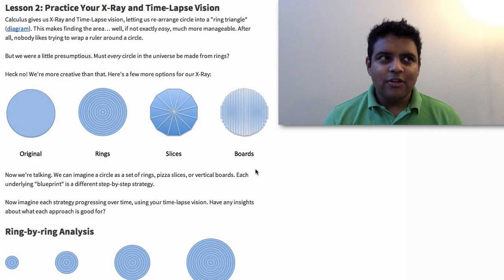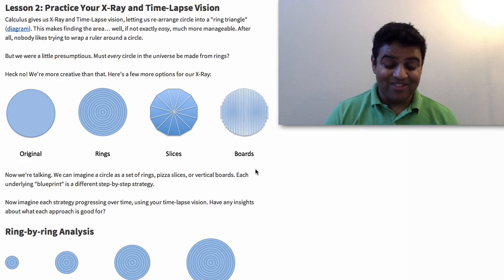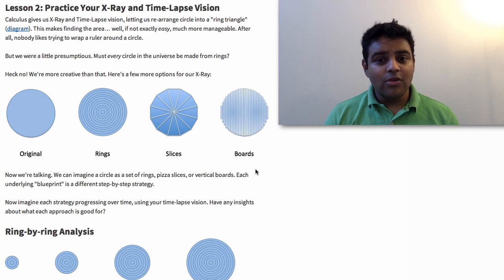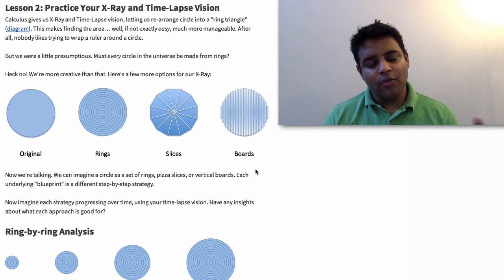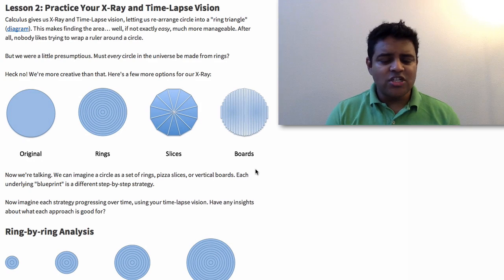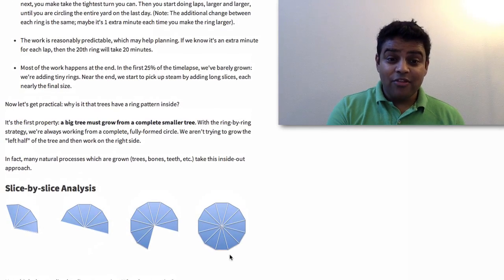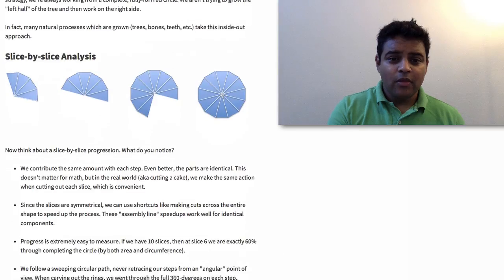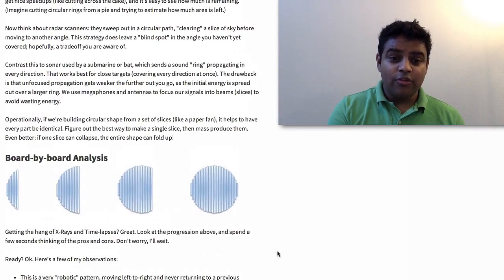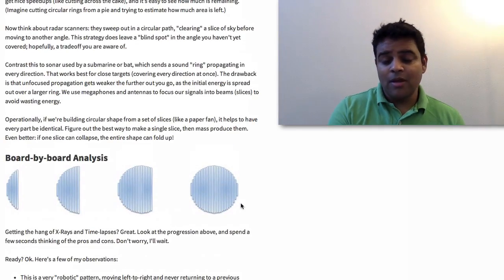Well, to think about these kind of problems, it helps to take it step by step. But just imagine the ring growing over time. So you're time lapsing that ring out and just looking at the shape that it makes. So for example, we have a ring. It might grow in this format. We have slices. They sort of pop in like this. And then we also have boards, which go on a left to right path.